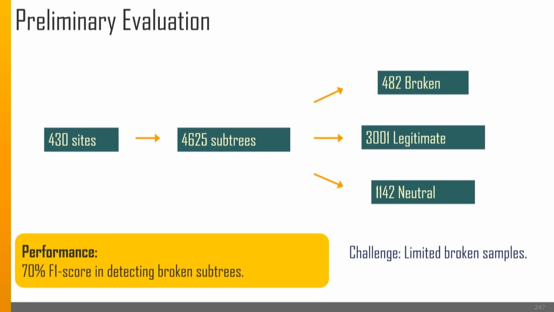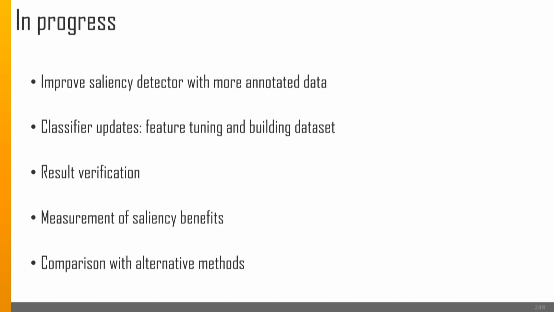And one of the biggest challenges that we have had so far has been that we have very limited broken samples. So if anybody has ideas or data sets that they would like to share, we are happy to have them. Yeah, and as this is in-progress work, we also have a few other things that we are currently working on. Some of the things is improving the saliency detector. So we are now passing our saliency annotators to a bunch of people in order to obtain more annotated data so that we can improve the saliency, as well as the segmentation tool.